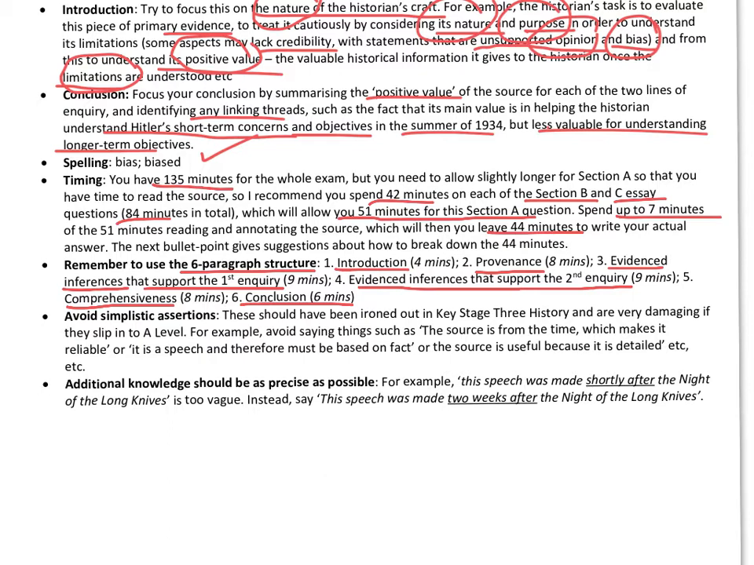So what we're saying is you've got to be very, very focused and disciplined when you write your section A answer. Really, really focused. You can't go over the 51 minutes because you then need to go into section B, which is 44 minutes, and then section C, which is 42 minutes. So you've got to be really, really smart in your use of time.